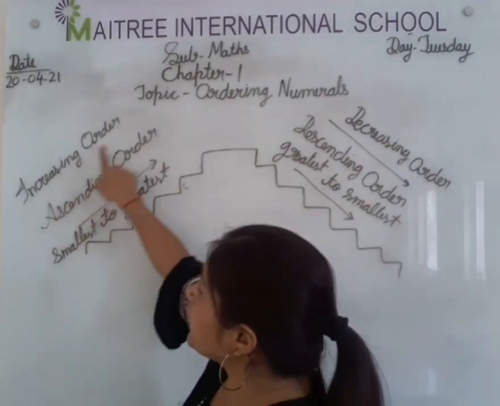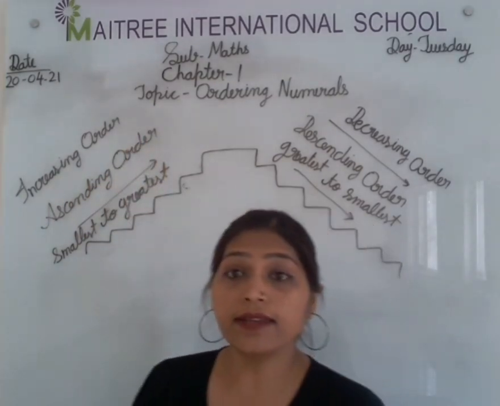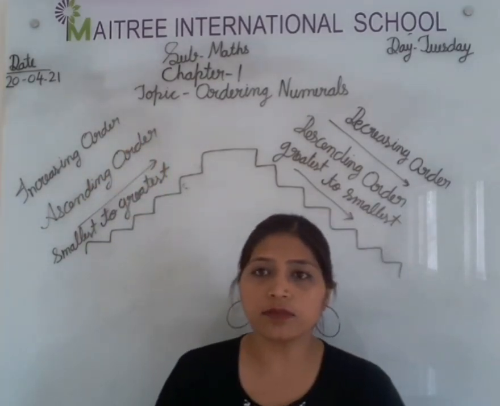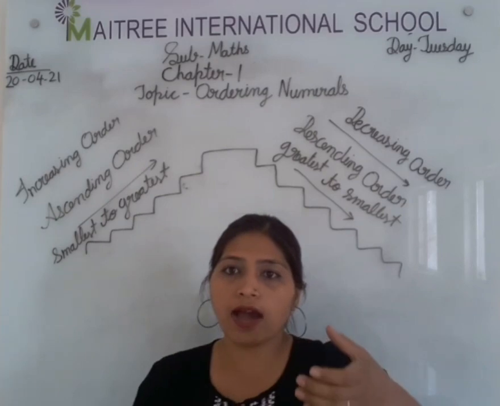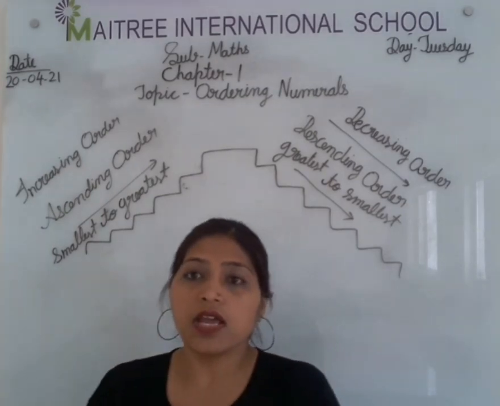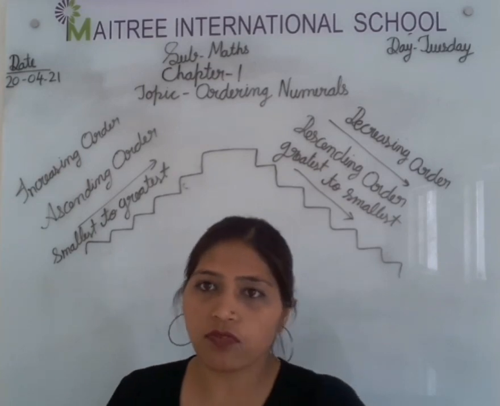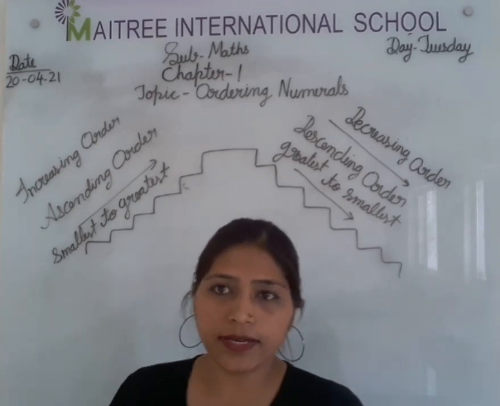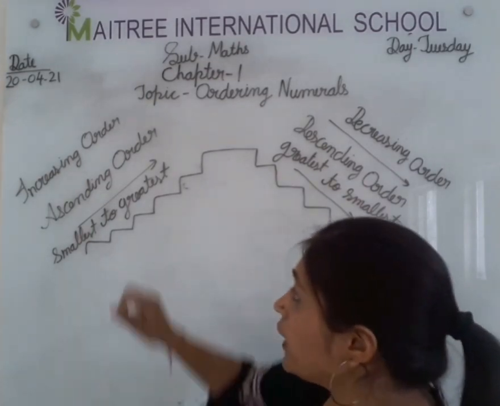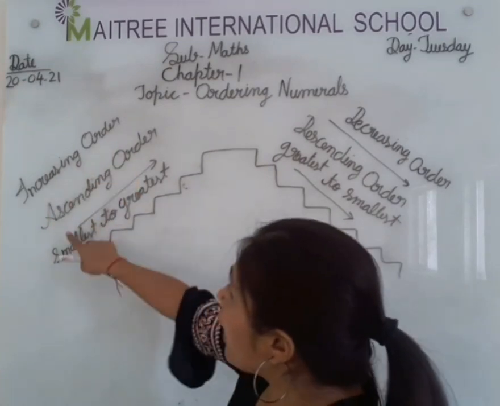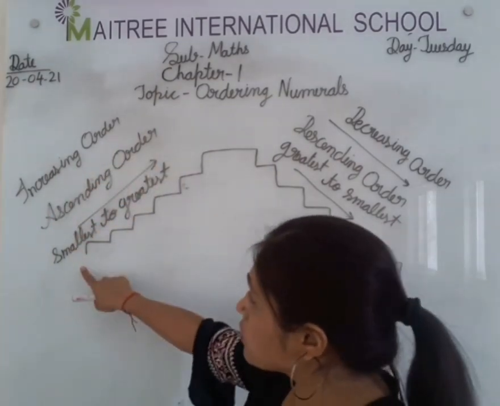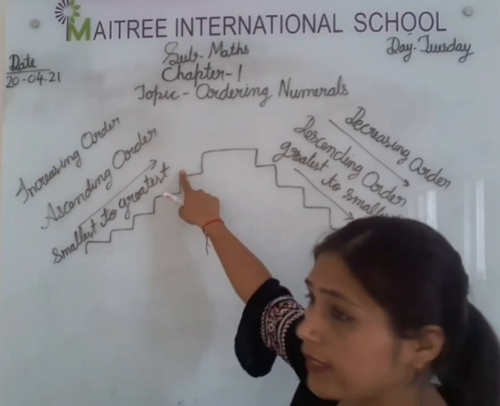Ascending means increasing order. Increase. Do you know what increase means? If I have a half glass of water and I pour some more water, you will get a full glass of water. So the water is increasing. Yes. So increase means ascending order, or you can say smallest to greatest.